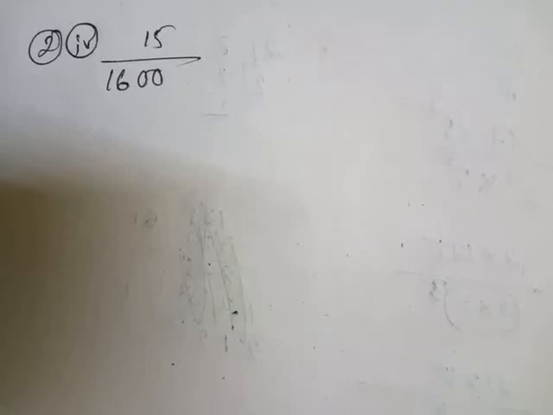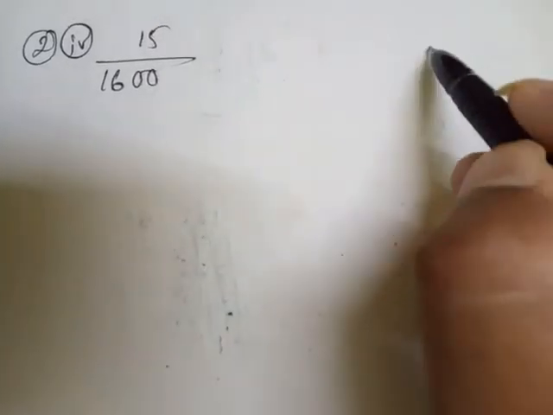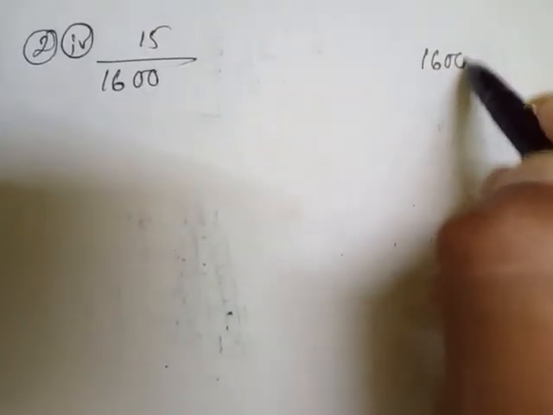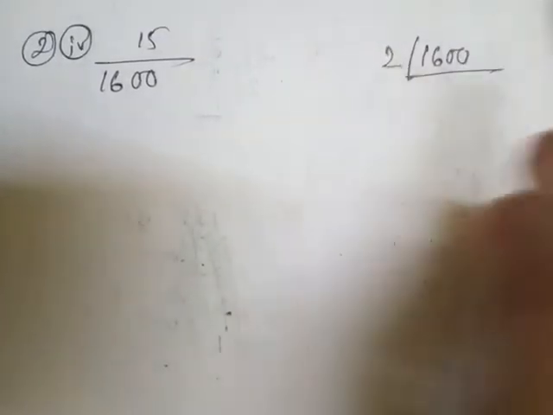2 Roman 4 in question number 1, this is also terminating decimal expansion, and we are going to represent the terminating decimal expansion of question number 1 into decimal expansion in question number 2. So 2 Roman 4 is the next one. First of all, I will find out the prime factors of 1600. So divide by 2 first.